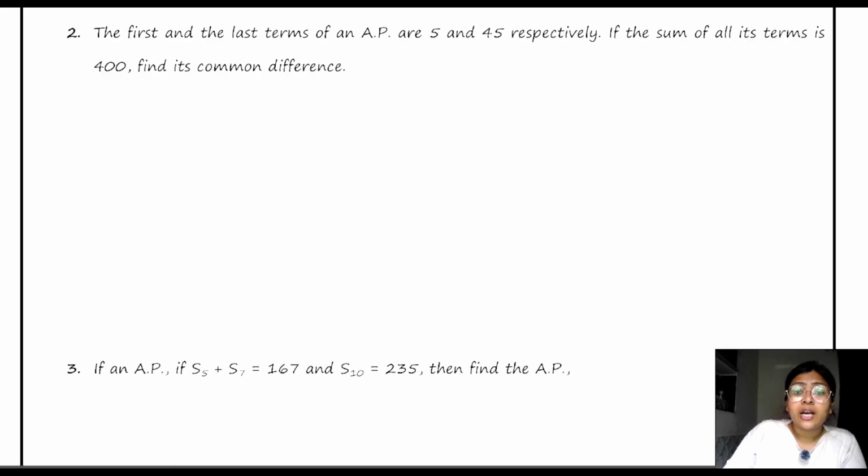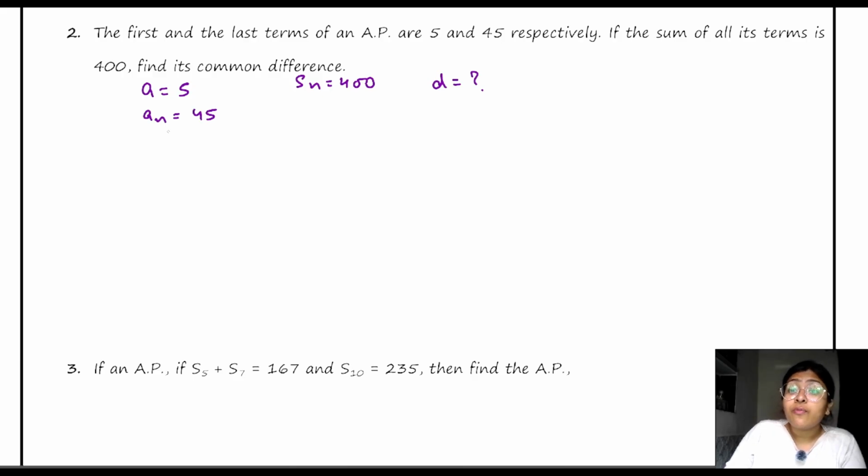The first term and the last term of an AP are given. The first term is 5, and the last term, that is an, which we can indicate by l, is 45. They are asking, if the sum of all its terms, that is Sn, is given as 400, we need to find the common difference. This is clear? The first and the last term of an AP are 5 and 45 respectively.